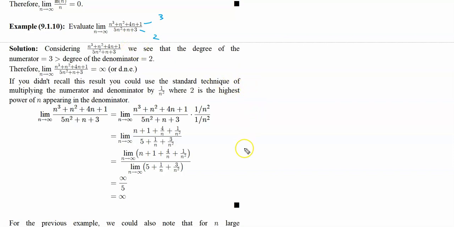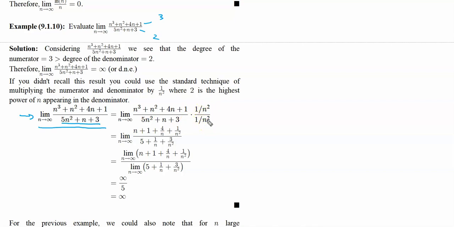But technically, this is how we do it down here. So you see right here, we start with our limit we want to evaluate. Now the degree of the denominator is 2. So we'll multiply top and bottom by 1 over n squared.